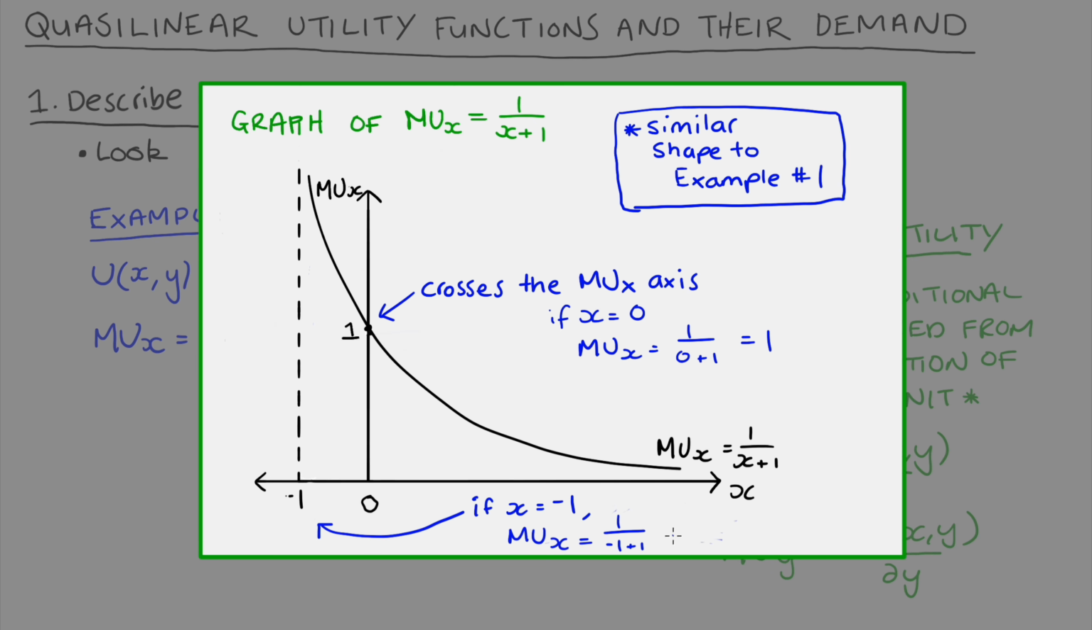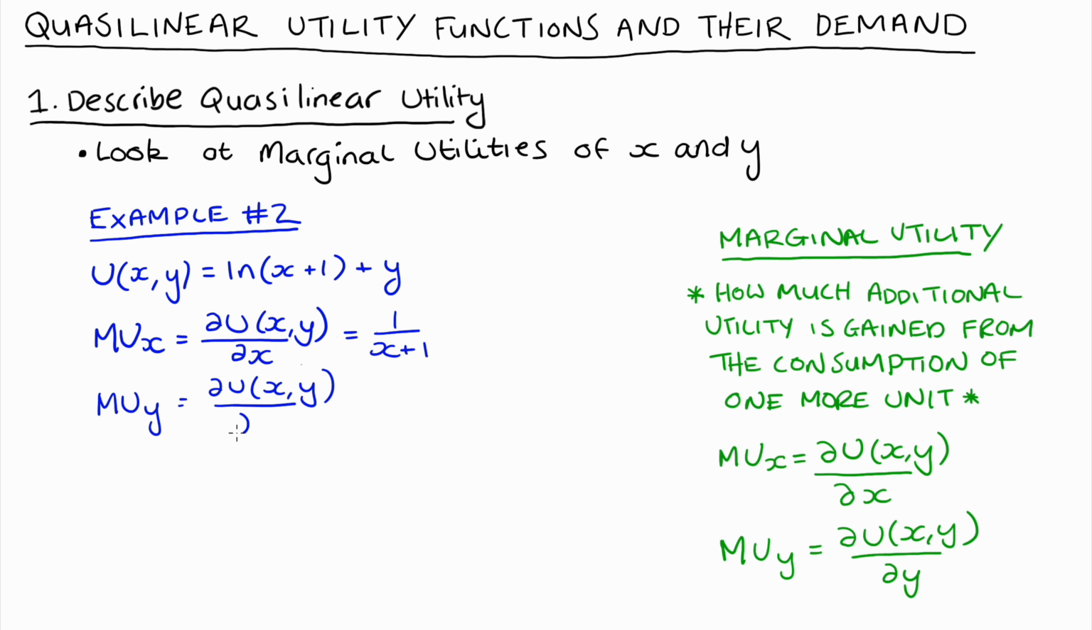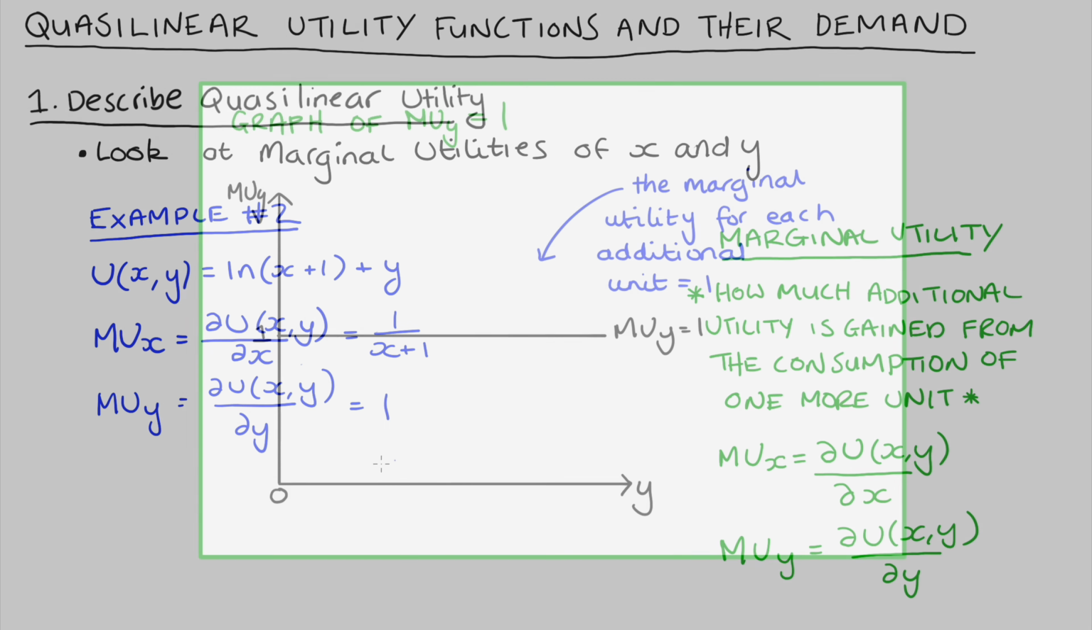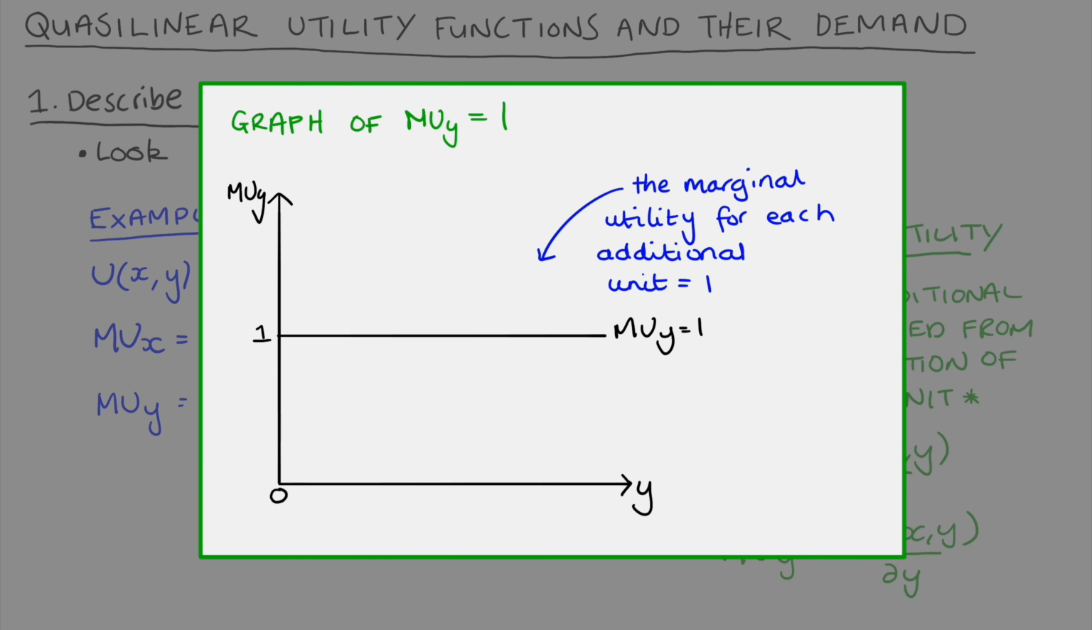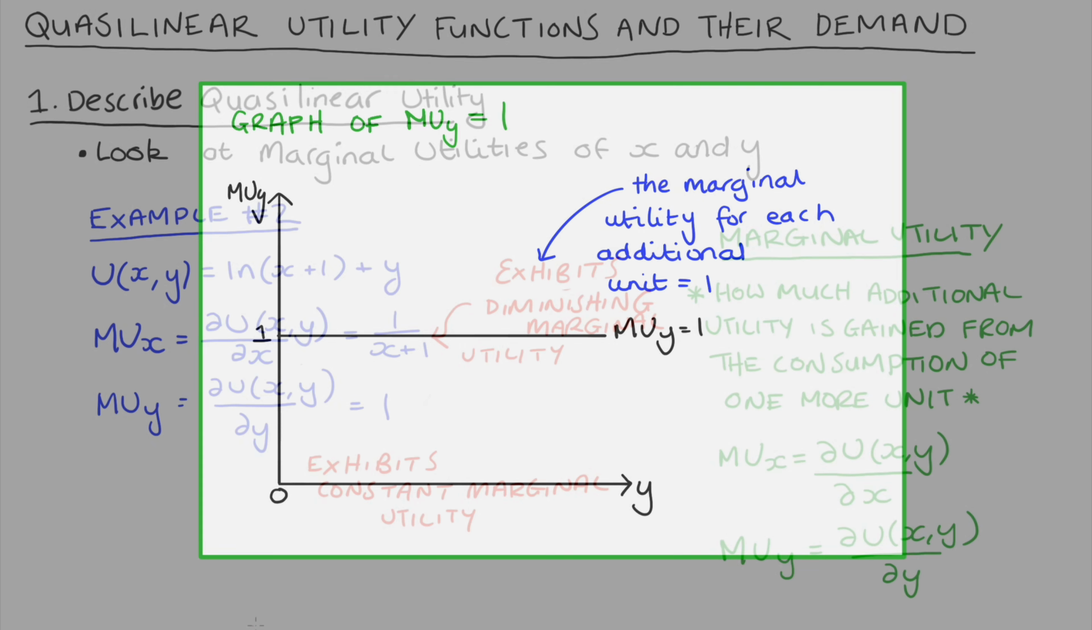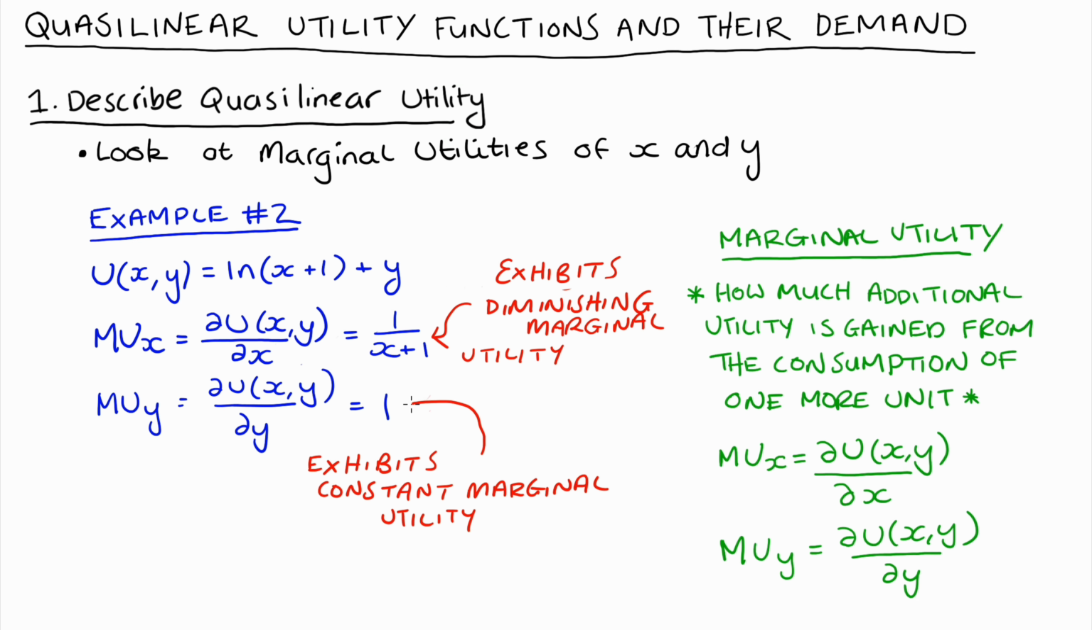The marginal utility function is asymptotic to x is equal to negative 1 though, since if we substitute x is equal to negative 1 into our marginal utility function, this would lead that denominator to being equal to 0 and we can't divide by 0, but it gets infinitely large as x approaches negative 1. The marginal utility of y for our second example is the partial derivative of our utility function with respect to y, and that's just equal to 1, just like in example number 1. It's constant, it looks like this. So we have diminishing marginal utility in x, but no diminishing marginal utility in y. That's constant marginal utility for y.